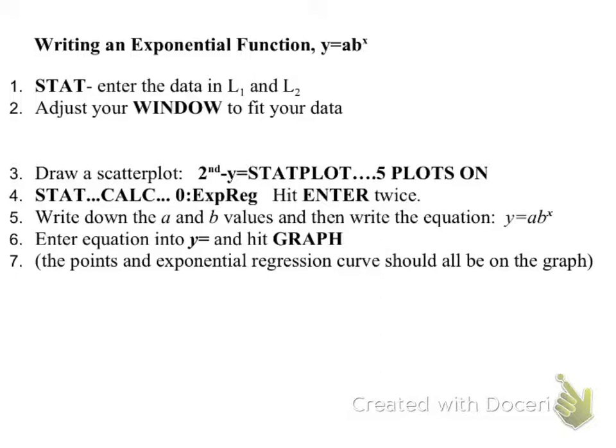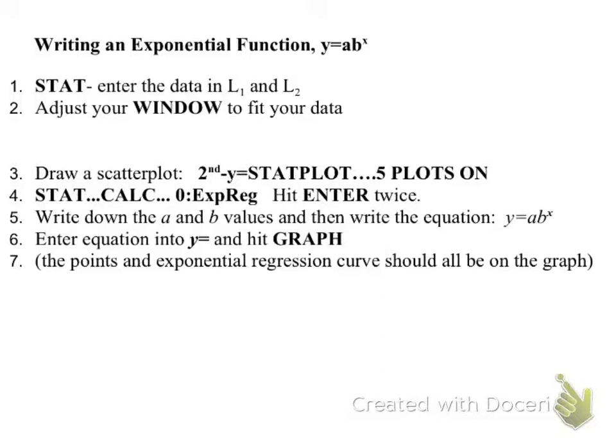So please pause the video right now and go ahead and enter those numbers. Now the next thing we need to do is adjust the window, and we just previously talked about that. The window button is right underneath the screen on your graphing calculator, and it's the second button from the left. So you're going to hit Window, and you're going to enter those data values that we just talked about.